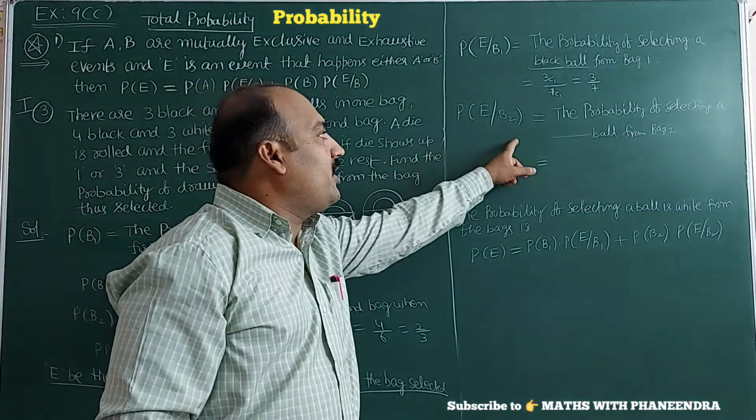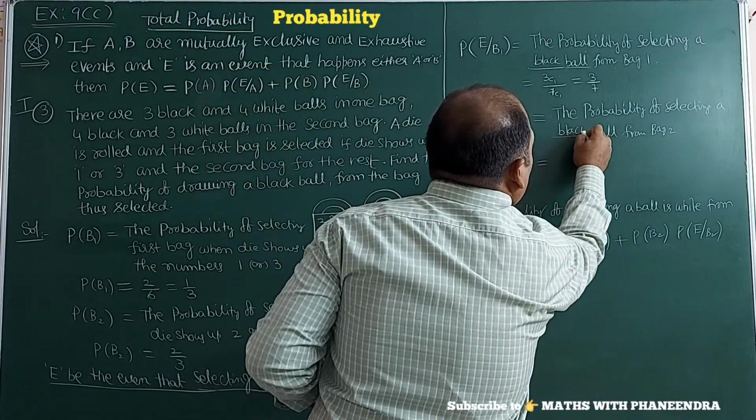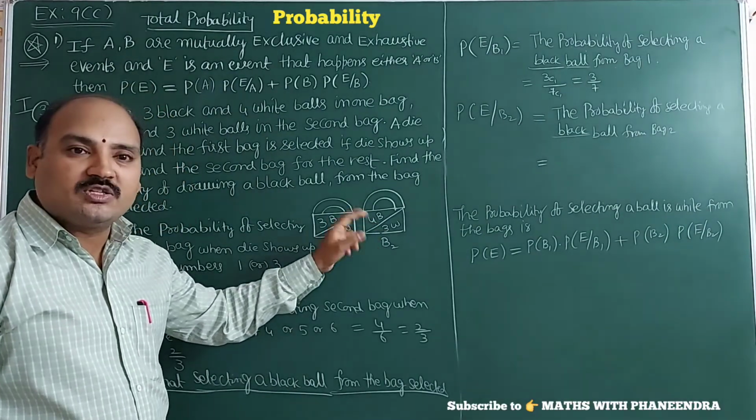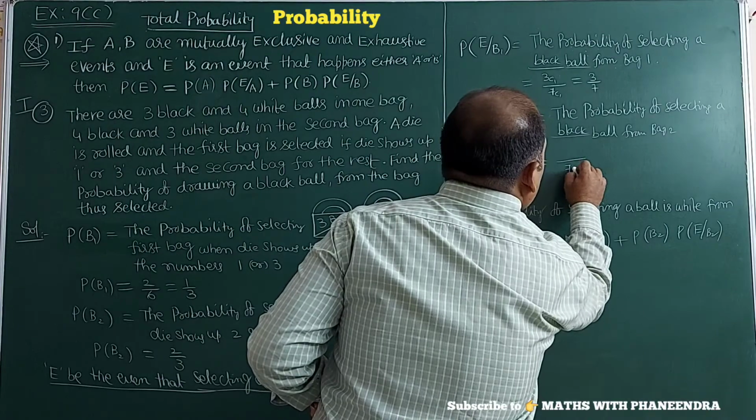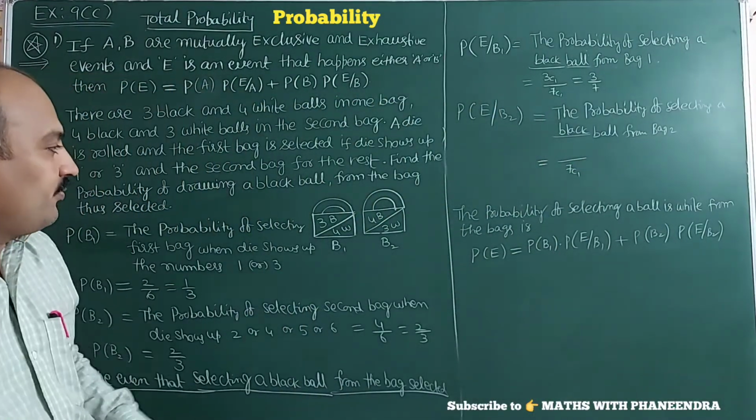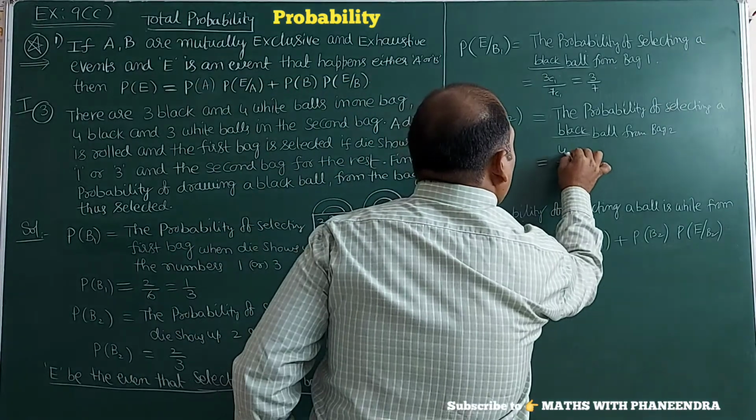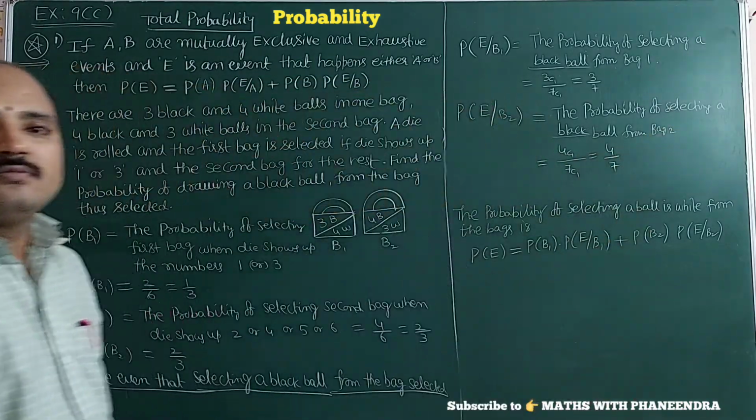Now P of E by B2, the probability of selecting a black ball from bag 2. In bag 2, how many balls are there? 4 plus 3, 7 balls. So from 7 we can select 1 ball. How many black balls are there? 4 black balls. From 4 we can select 1, 4C1. That is equal to 4 by 7.